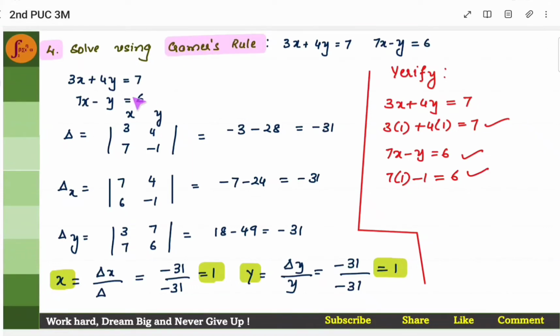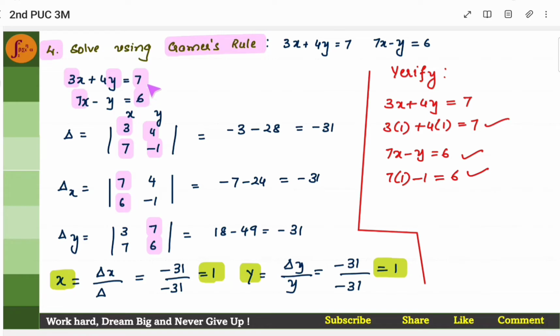Here again, in Cramer's rule, you take the coefficients of x, y and the constants, 7 and 6. These numbers are constants, 7 and 6. So you take the coefficients 3, 7, 4 and minus 1, right? Then in the second matrix, instead of 3, 7, you put 7 and 6. In the third matrix, instead of 4 and minus 1, you put 7 and 6.